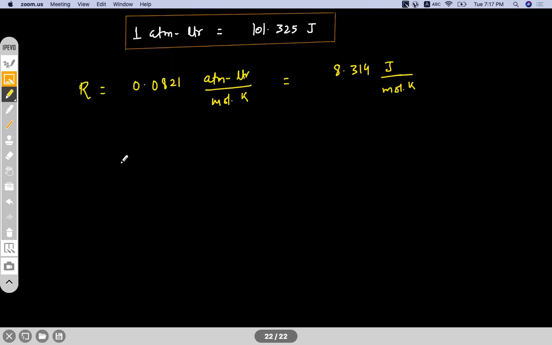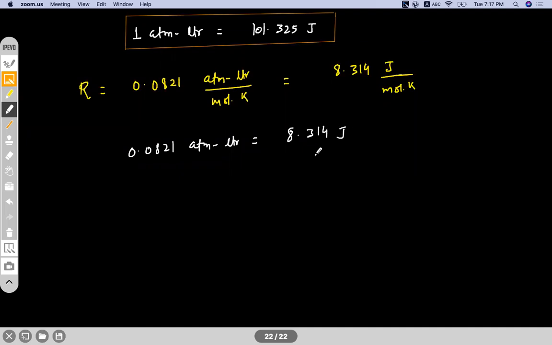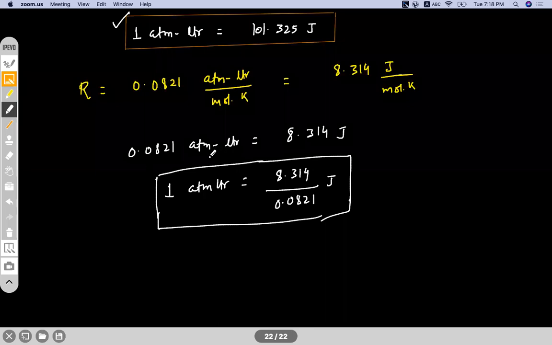So in this relation, what can we write? 0.0821 atm liter is equal to how much joule? 8.314, yes, because mole Kelvin will get cancelled. So 0.0821 atm liter equals 8.314 joule. So 1 atm liter is equal to 8.314 divided by 0.0821 joule, which is the same. Since you must remember the R value anyway, from there you can also find the relation between atm liter and joule. If you remember this, fine; otherwise, with the value of R you can find the relation.